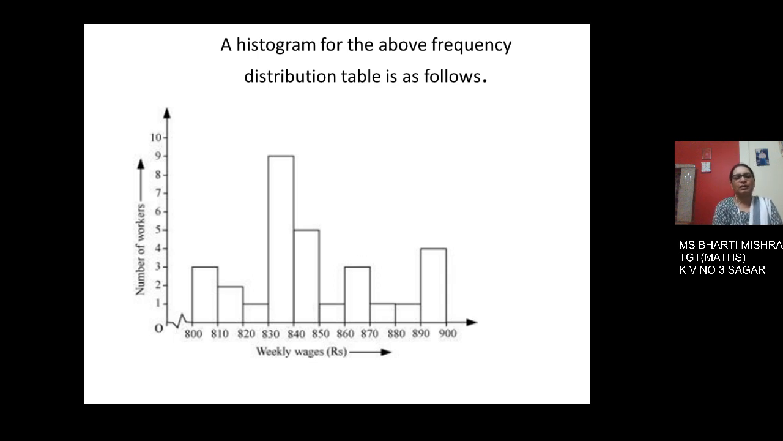Now on the vertical line, the numbers given here are from 1 to 10. So these are the number of workers, and according to the frequency table in the previous question, we will mark and form the histogram. Now let us answer some questions on viewing this histogram.